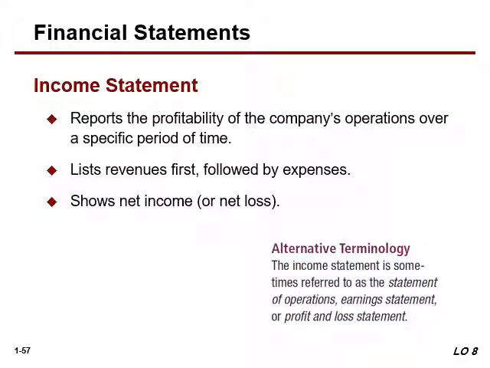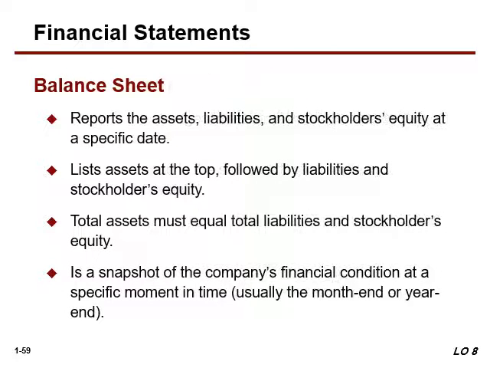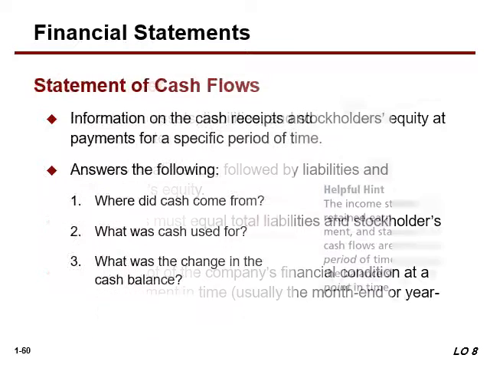The income statement reports the profitability of the company's operations over a specific period of time, lists revenue minus expenses, and shows net income or net loss. The retained earnings statement reports the changes in retained earnings, الأرباح المحتجزة, for a specific period of time. The time period is the same as that covered by the income statement. The balance sheet, as we already mentioned, includes assets, liabilities, and owners' equity.